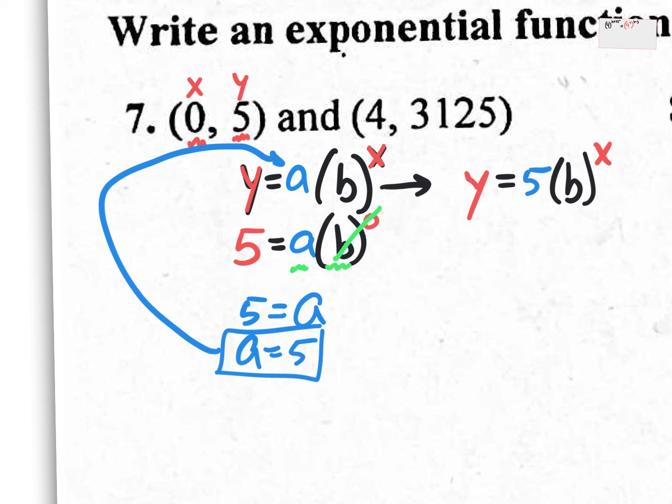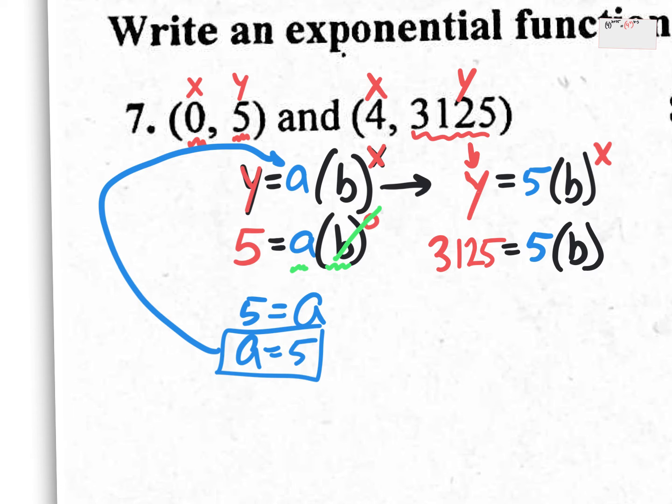so how did I find a? I plugged in my first coordinate. How am I going to find b? Plug in the next coordinate. That's right. The next coordinate is also an x and a y value. So the y value, 3,125, I'm going to put it right there where the y is at, 3,125. I have my equal sign. I have the a value 5 that we just found out. I am about to find out what this b is. And the x value of 4, I'm going to put it up here where the x is at.